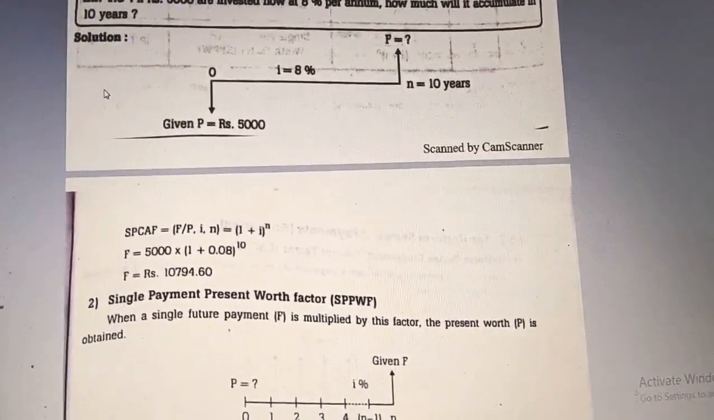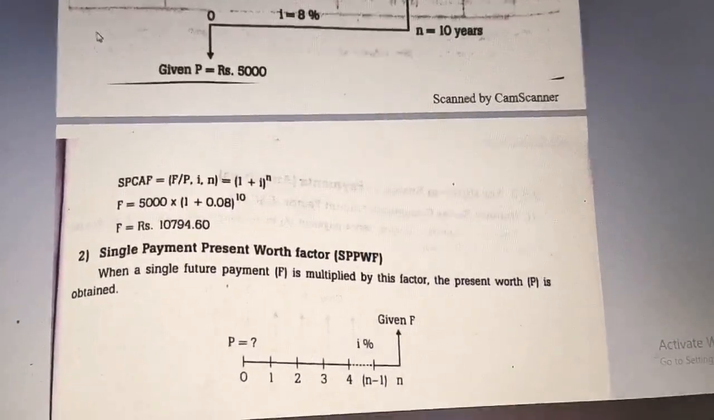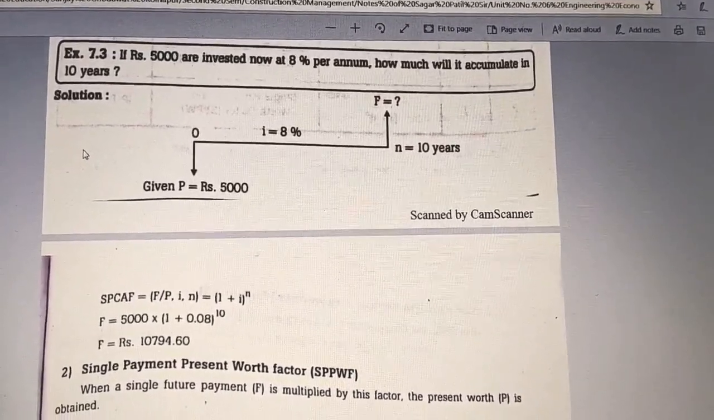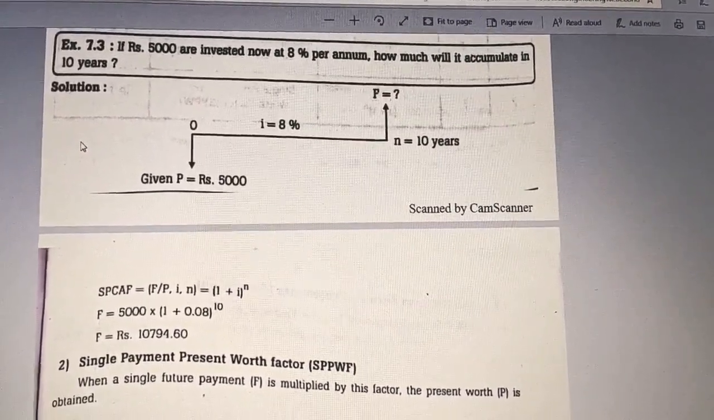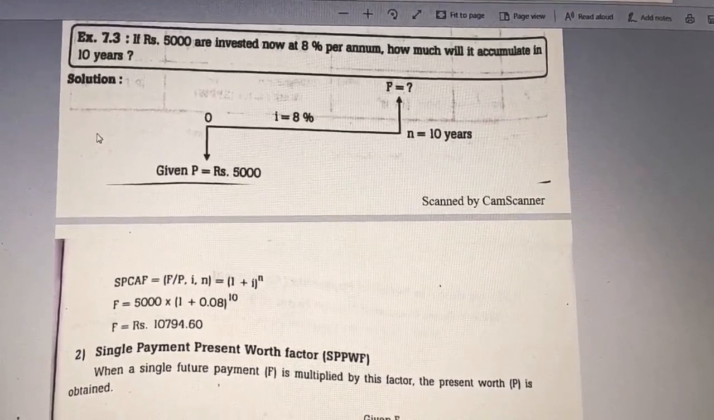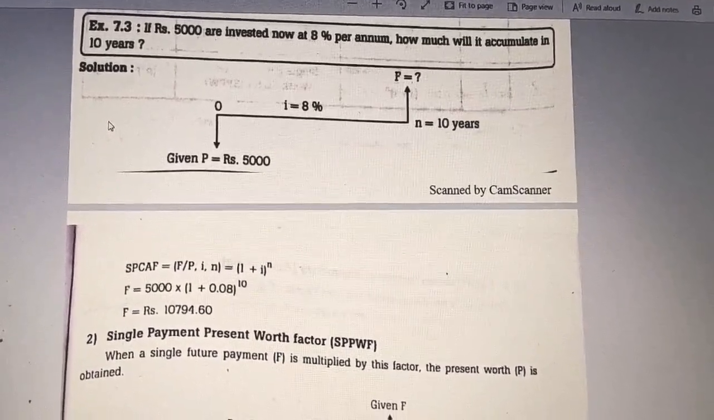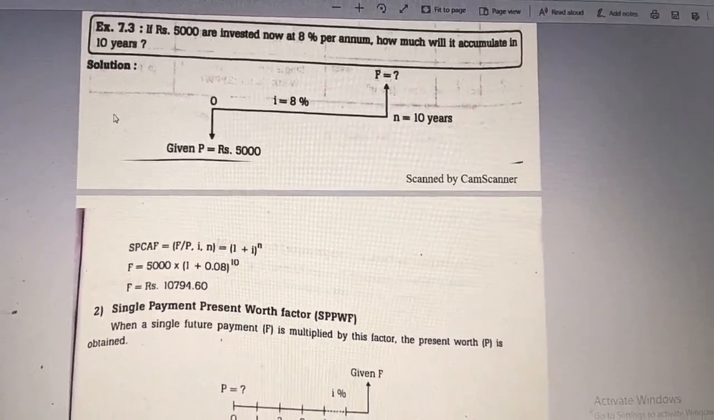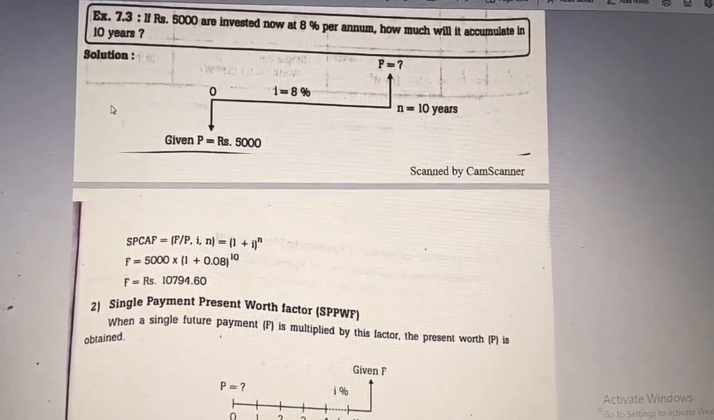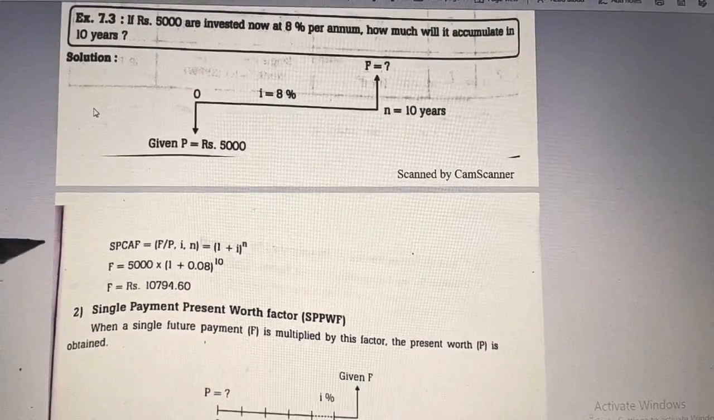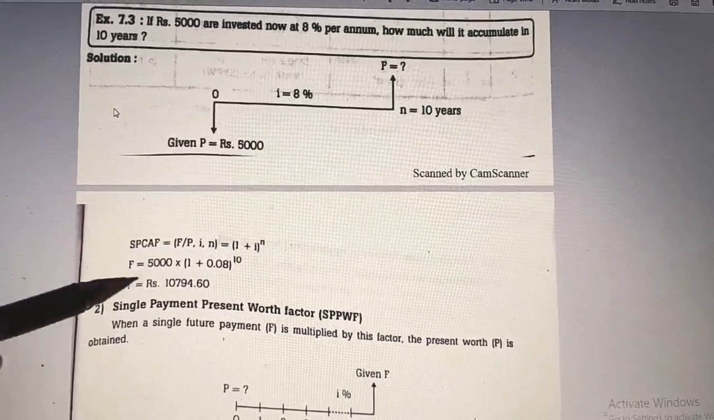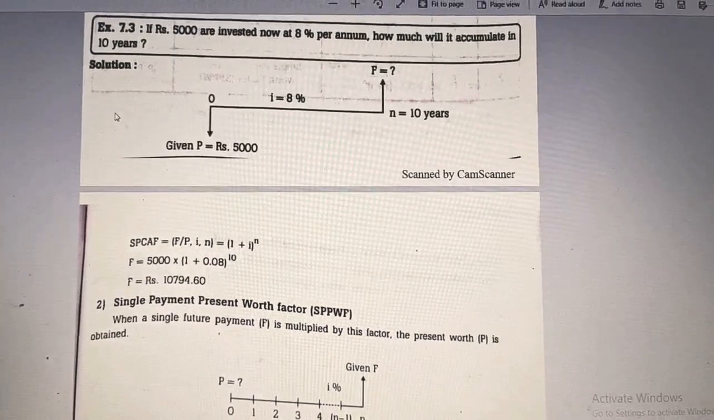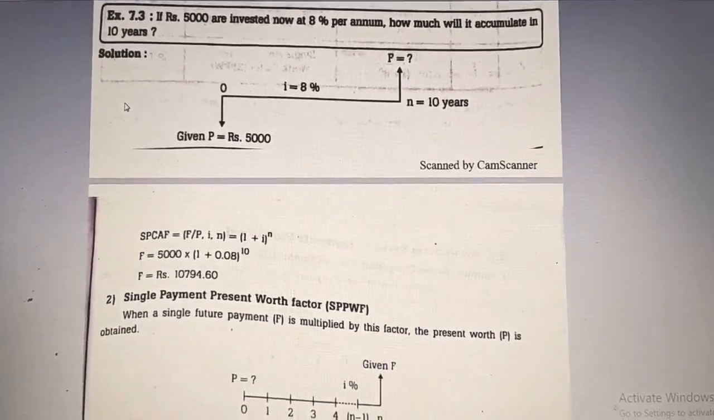In this the given data is P is already given, that is the present worth or the total amount which I am interested to invest today, 5,000 rupees. I means the rate of interest 8%. N means the total duration, that is 10 years. So now here F means what we are going to calculate, that is the future worth of my today's investment. So if I substitute all the given data here in this standard formula, what I am going to get is rupees 10,794 rupees 60 paisa.